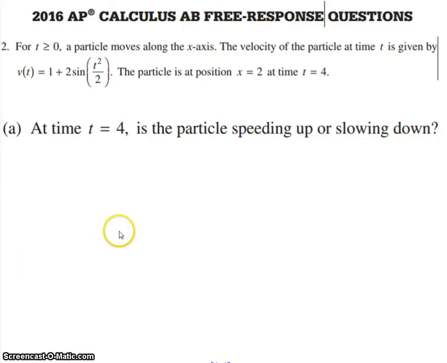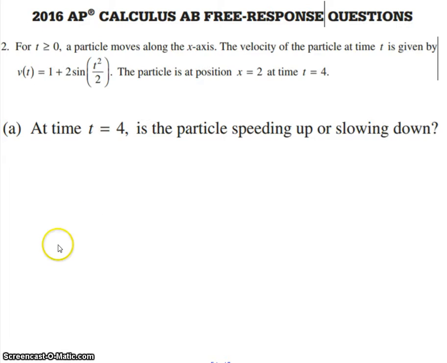This is a 2016 AP Calculus free response number 2. It says, for t greater than or equal to 0, a particle moves along the x-axis. The velocity of the particle at time t is given by the function v of t equals 1 plus 2 sine of t squared divided by 2. The particle is at position x equal to 2 at time equals 4.